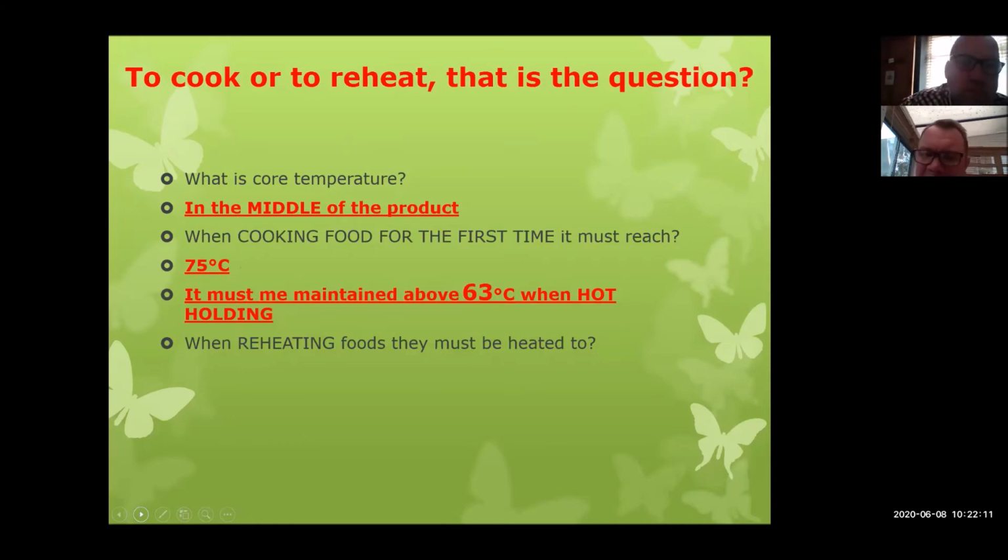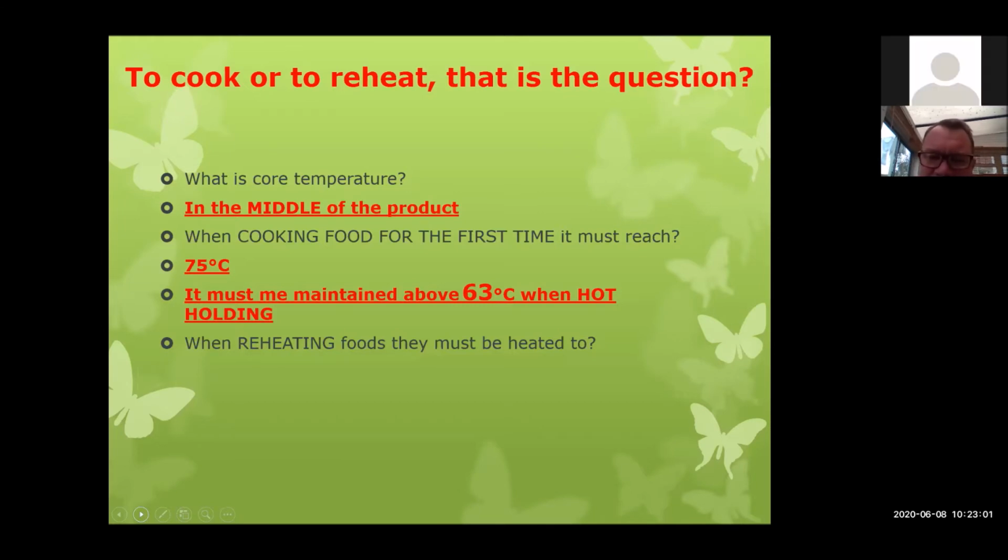Chelsea. I've got some chili con carne left in my fridge from yesterday. In fact, this is true. I want to reheat it for lunchtime. What temperature should we reheat it to? If the core temperature is 75 degrees, what temperature do you think I should reheat to?